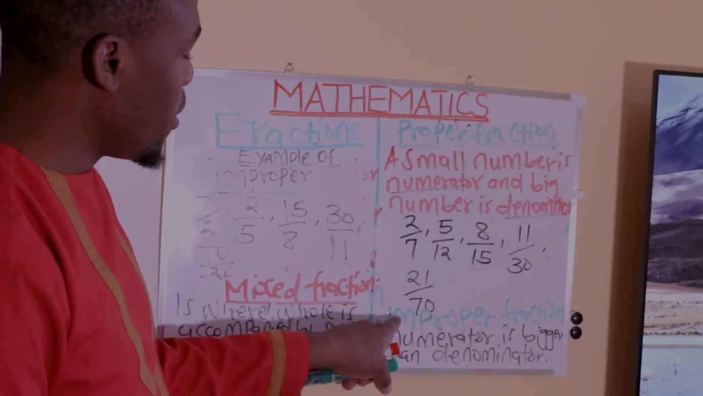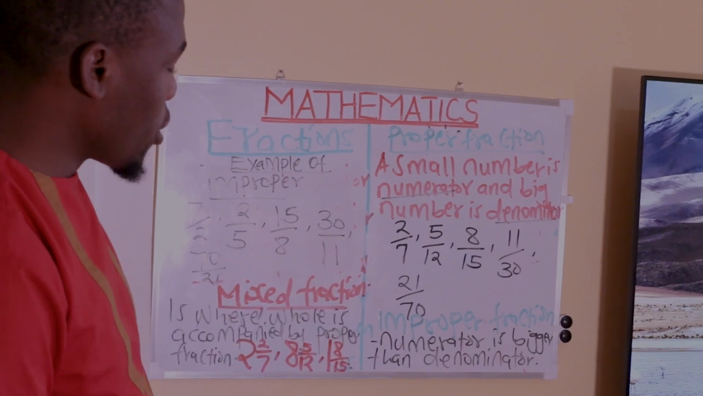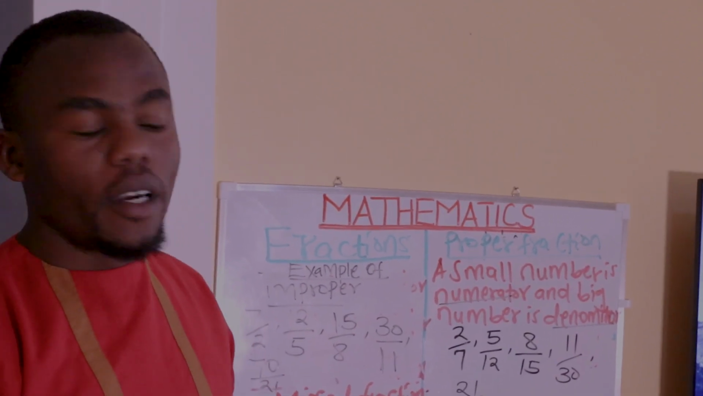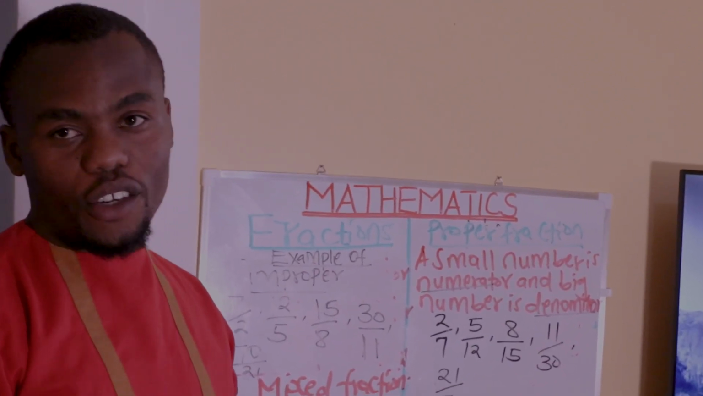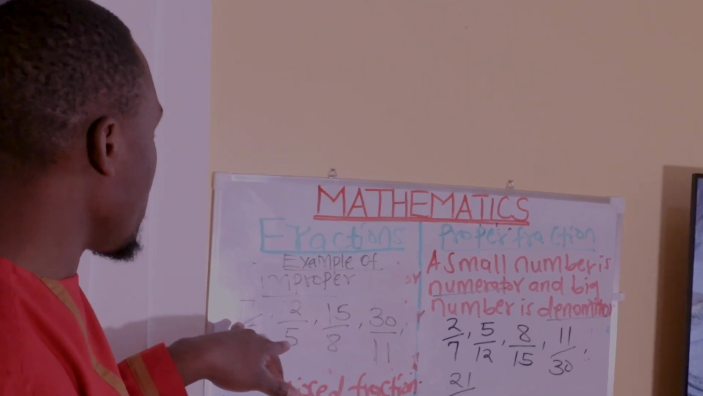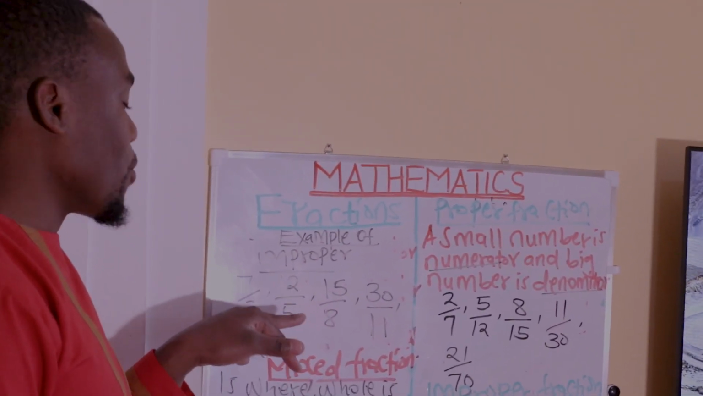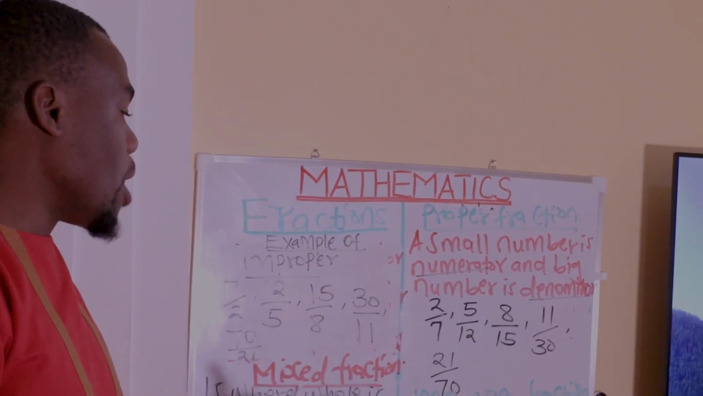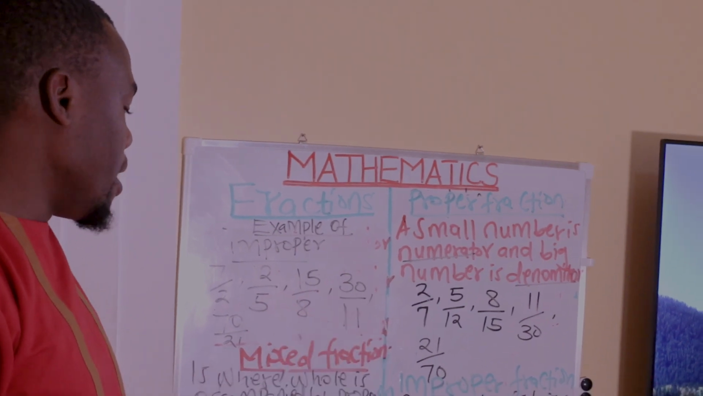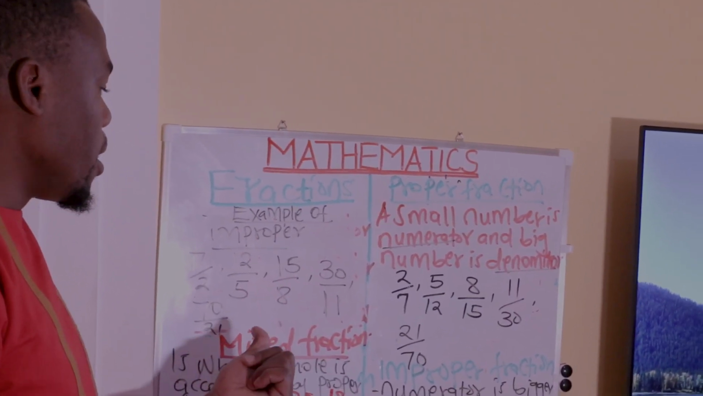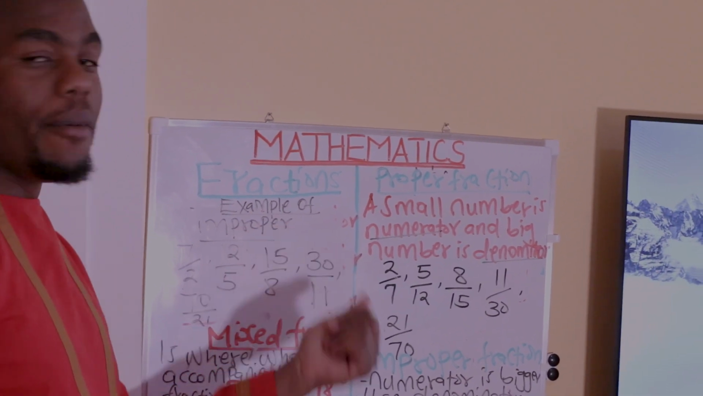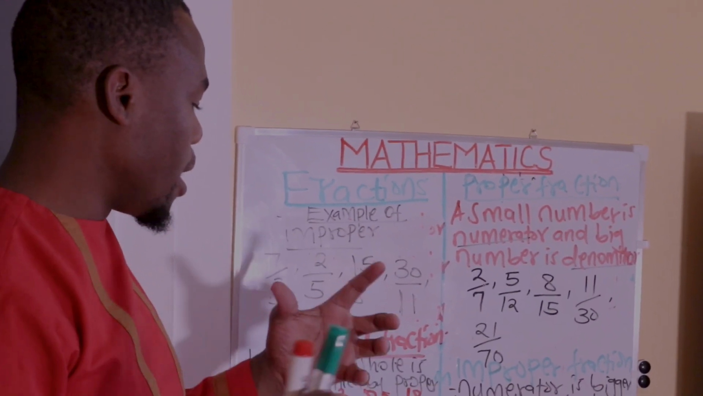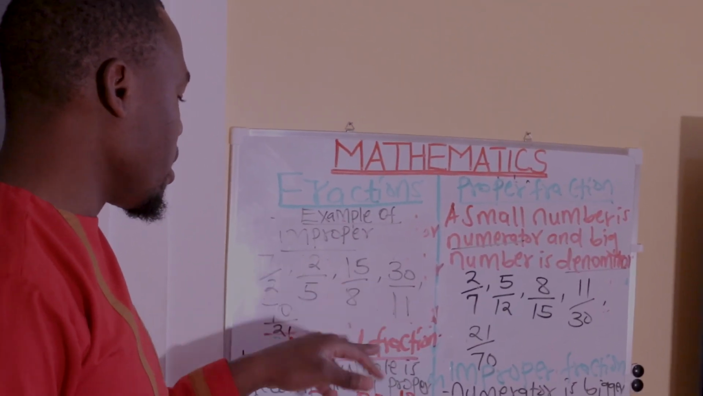Another type of fraction we mentioned is improper fraction. An improper fraction is a type of fraction where the numerator, the number on top, is bigger than the number down, which is the denominator. We gave examples of improper fraction here: 7 out of 2, 12 out of 5, 15 out of 8, 30 out of 11, or 70 out of 21. From the word impossible we get the word improper, where an adult is being carried on top of the shoulders of a small child, which is something that is impossible.